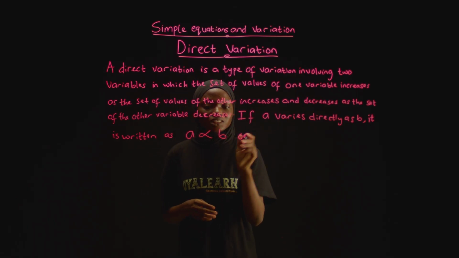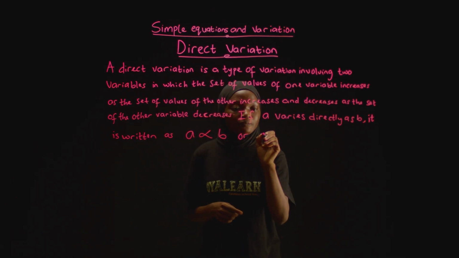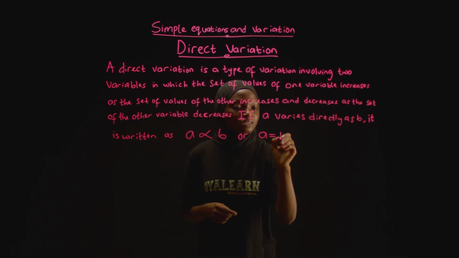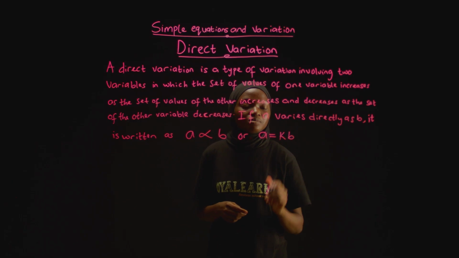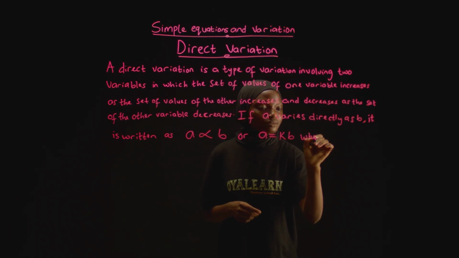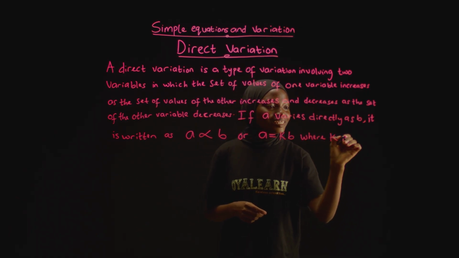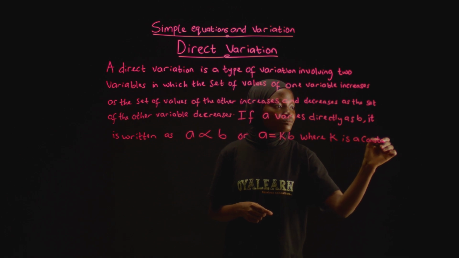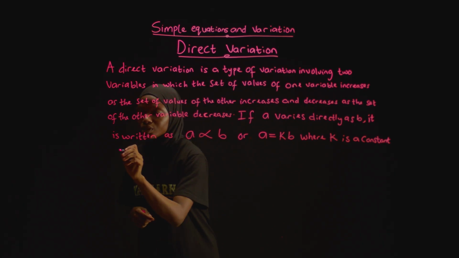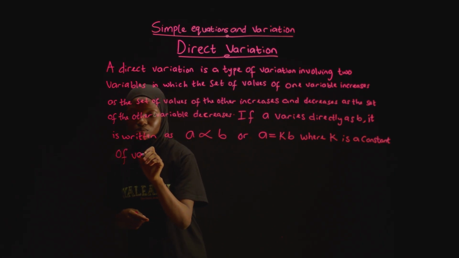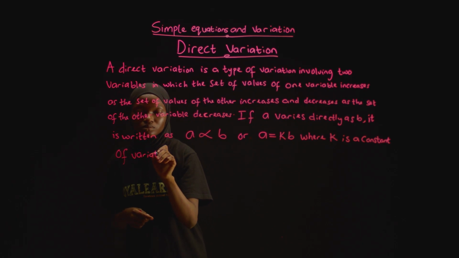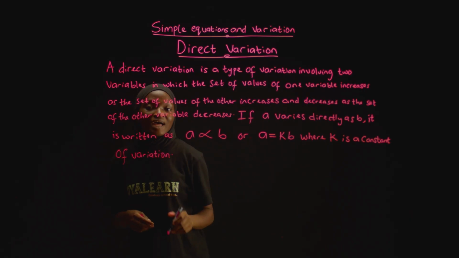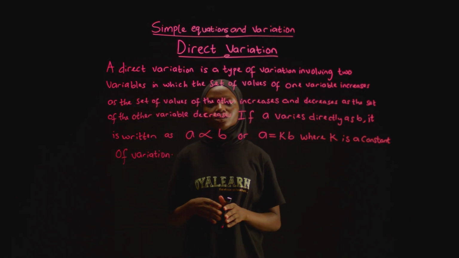Or we write it in this form, or we say A equals KB, that is K times B, where the K is a constant of variation. And that's what direct variation is all about.